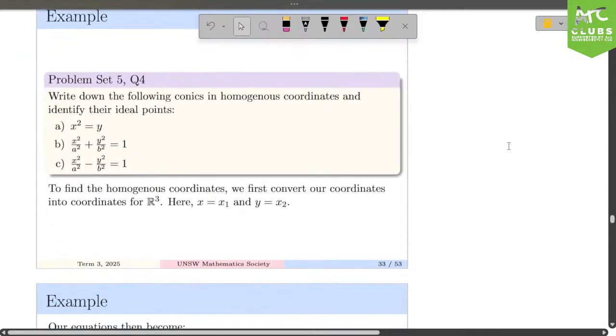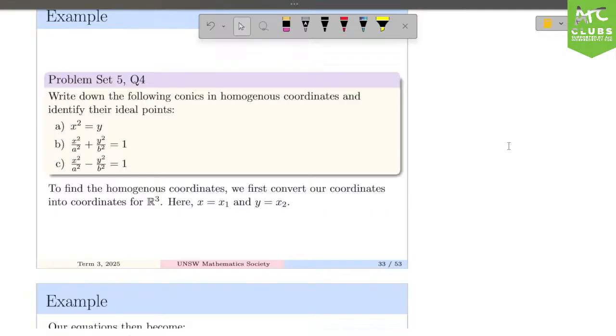Okay, so here is a problem from one of the problem sets. We are given a series of conic sections, and we have to calculate their equations in the projective plane, and then identify where they intersect with the ideal line. So first what we need to do is map all of these points in R2 into points in RP2.